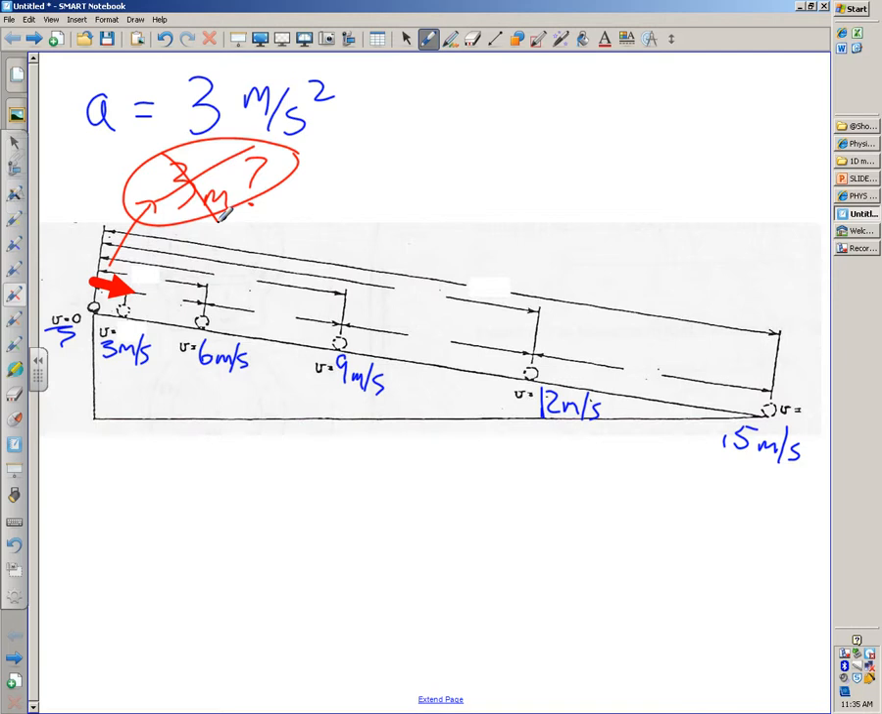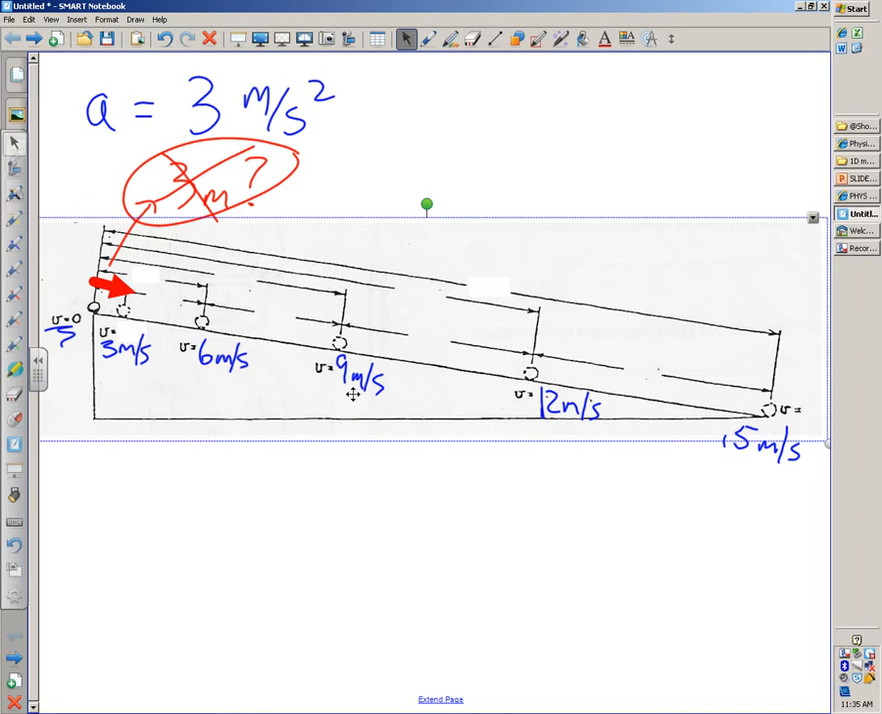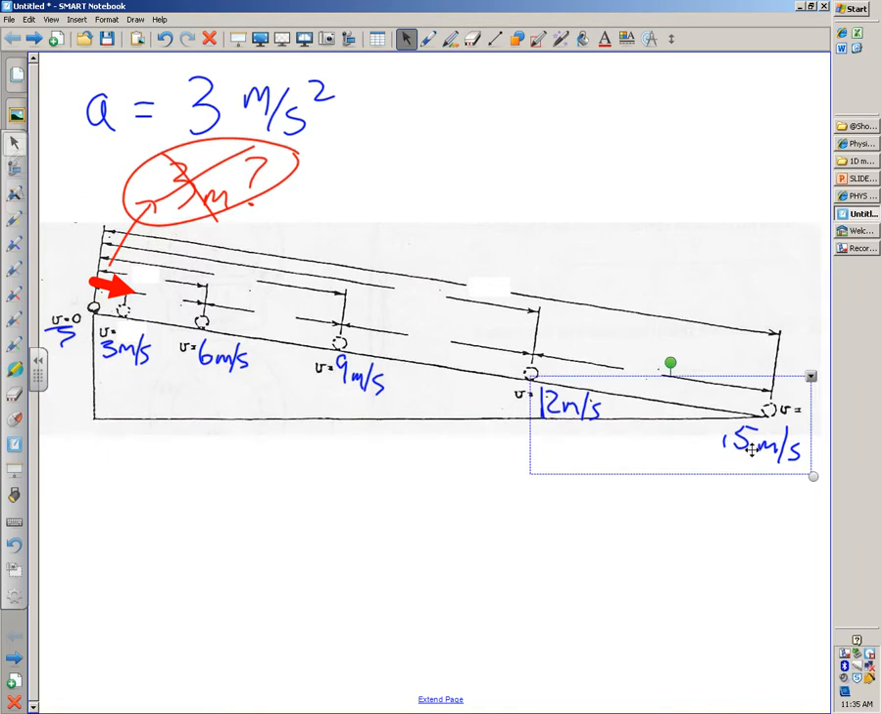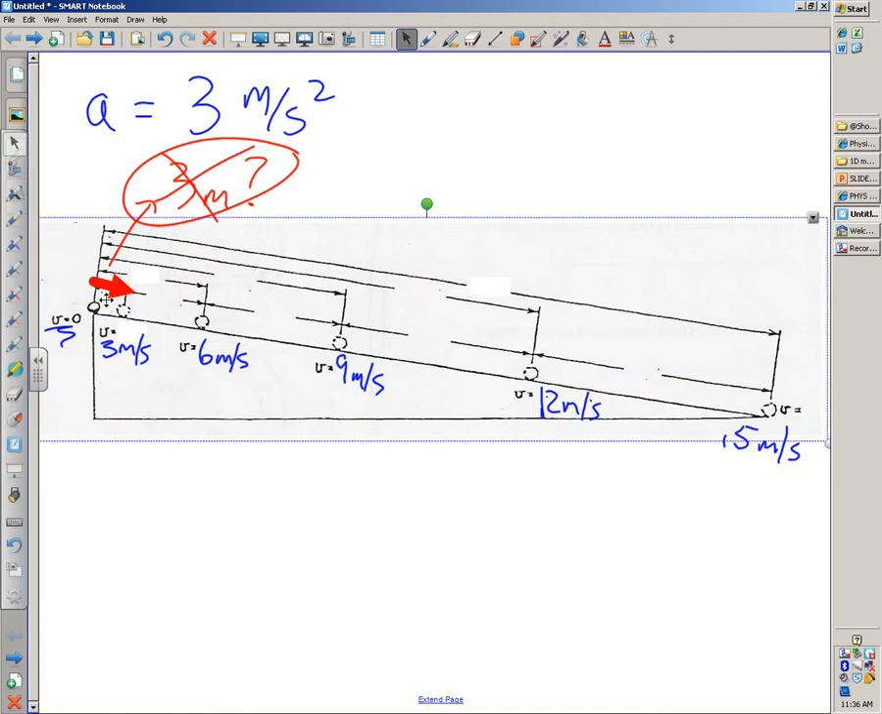You'll notice the velocities go up nice and even, right? 3, 6, 9, 12, 15. But if you look at the distances, what do you keep seeing about the distance between those consecutive pictures? It keeps getting bigger. Because it's going faster. It just keeps increasing how fast it's going. So it keeps traveling a farther distance every second. Does that make sense? So keep that in mind. Acceleration tells us about how fast it's going, or how much it's changing how fast it's going, not how far it's going. Good? Okay. We'll get into that a little bit more as we go.